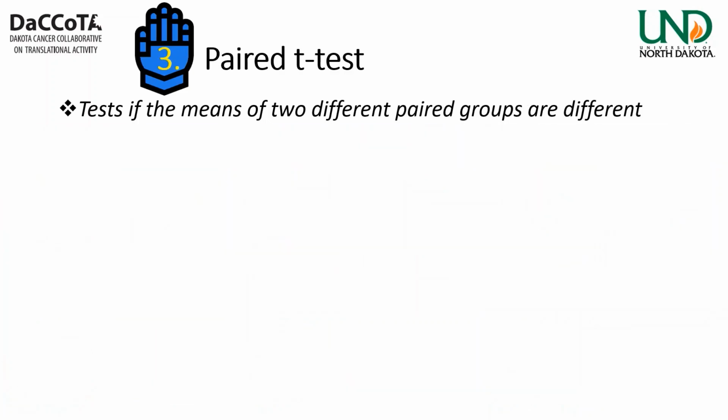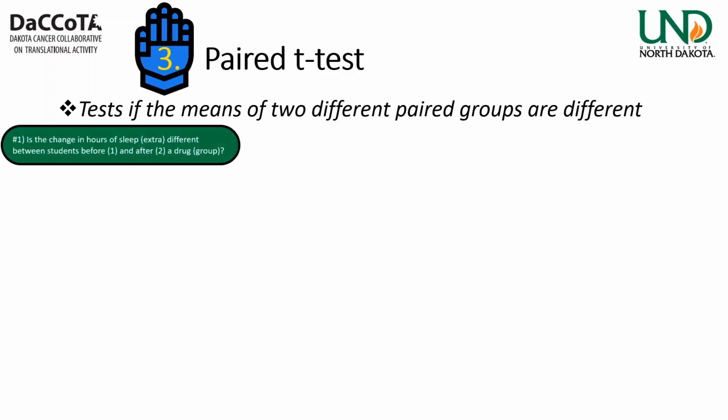Let's pivot to paired t-tests, which are similar to two sample t-tests, but in this case, the means of two different groups that are paired. They're related in some way, oftentimes a before and after sort of treatment.